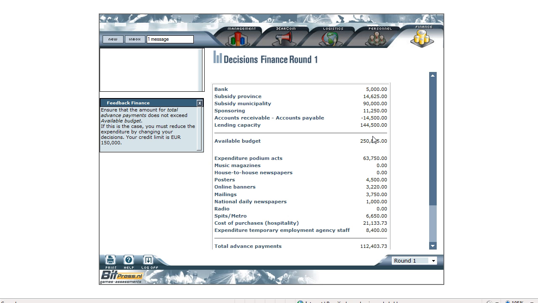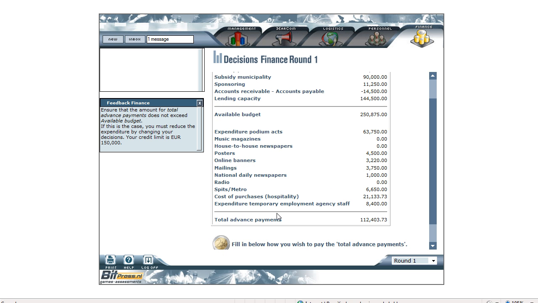Well, ensure that the amount for total advance payments, that is down here, does not exceed your available budget. If this is the case, you must reduce the expenditure by changing your decisions. And your credit limit in this case is 150,000, but in this case our total advance payments are lower than the available budget, so we're okay.